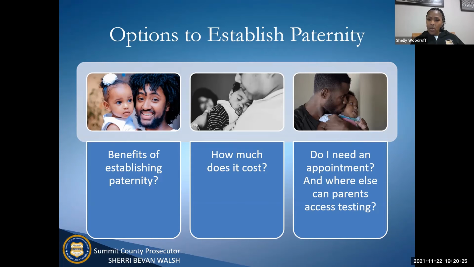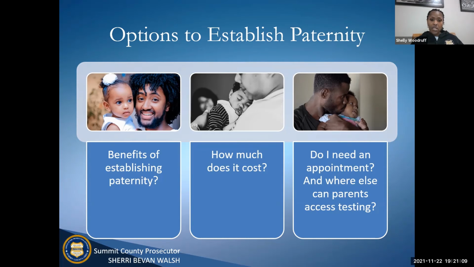Do I need an appointment, and where else can parents access testing? So pre-COVID, I could go into the hospital. I would be contacted from the hospital and they would say, we have a family here. They are requesting DNA testing. And I would go into the hospital. I had a badge, I just swipe myself in, and I would go to the patient's room, meet with the parents, and then go over the process of establishing paternity with them. And then at that time, if they would like to do the DNA test, I would get an application completed, and then we would get them swabbed right on site. And within 2 to 3 weeks, we would have paternity test results for them. And we would do the entire test right there in the hospital before they're discharged.